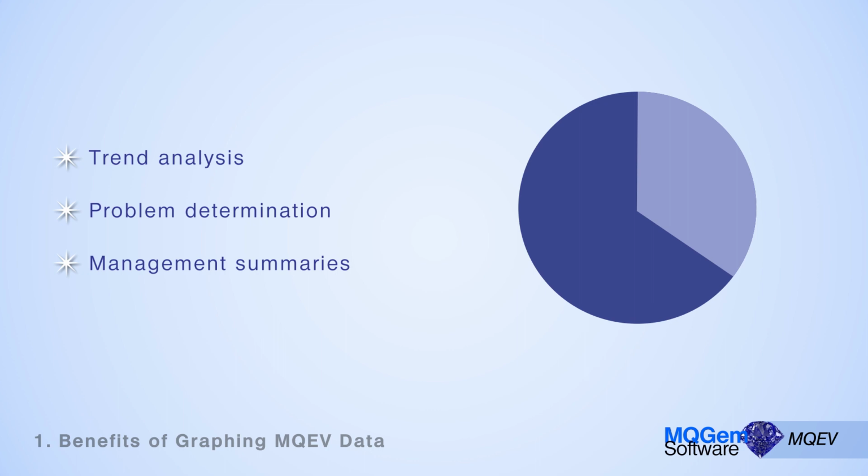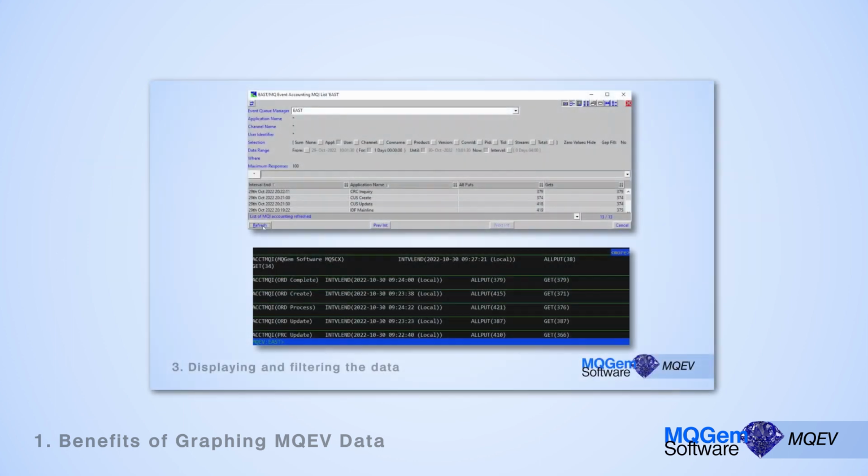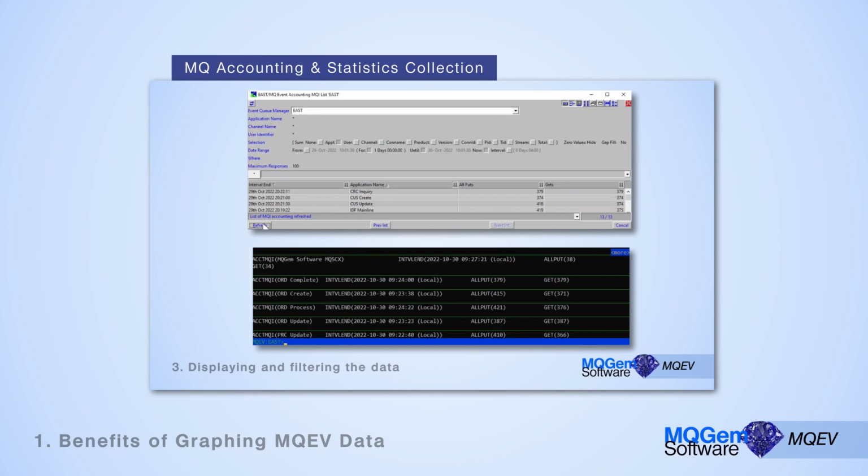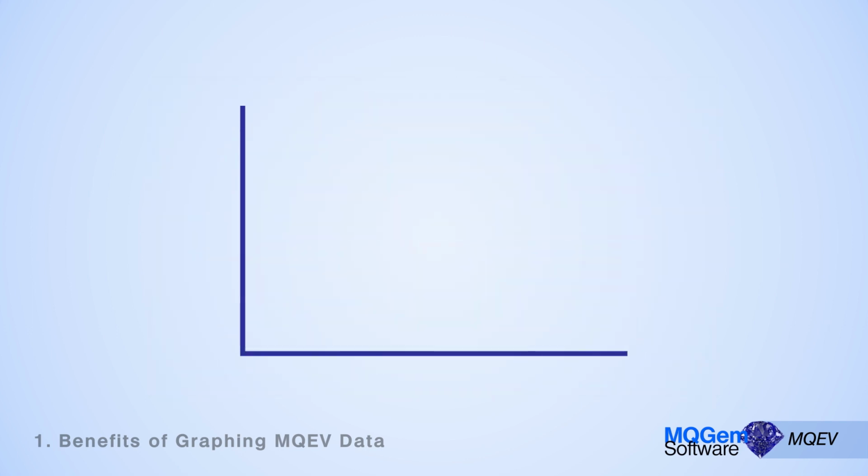MQEV collects the accounting and statistics data and will respond to commands to display that data. In other videos, you have seen both MO71 and MQSCX display the output of such commands. MO71 also has the capacity to graph data from MQEV. The same commands are used by MO71 to create the graphs that it used to display the data in a list, but with a couple of different options.